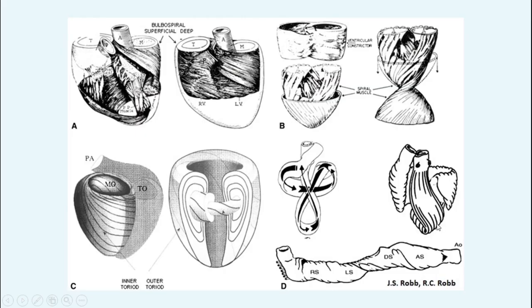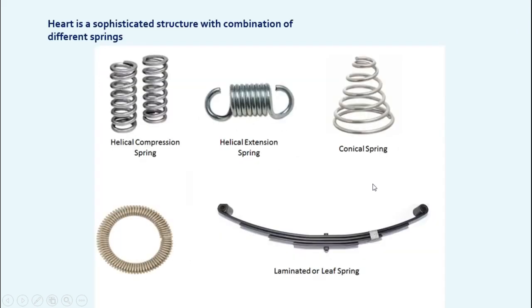The heart is the most sophisticated and amazing muscular structure. Myocardial fibers in the left ventricle and almost in the right ventricle, not only structurally but functionally, are a combination of different types of springs. This feature of the heart has a very specific and important role in systole and diastole. In diastolic dysfunction, the left ventricle becomes stiffer and its compliance decreases.